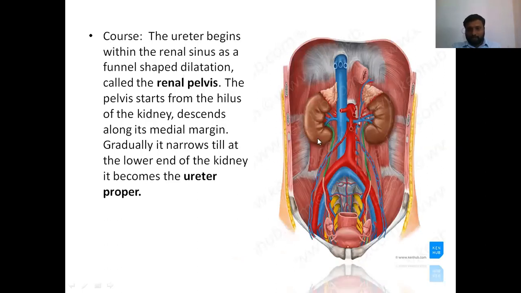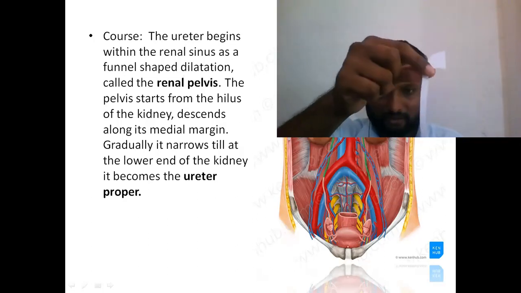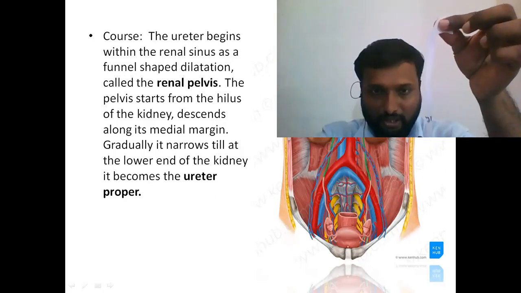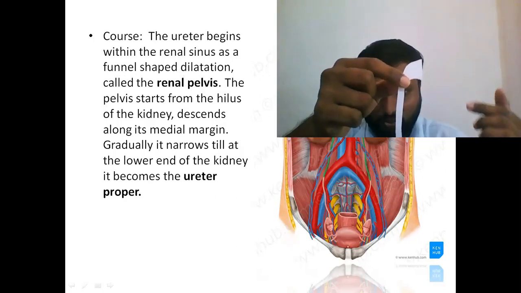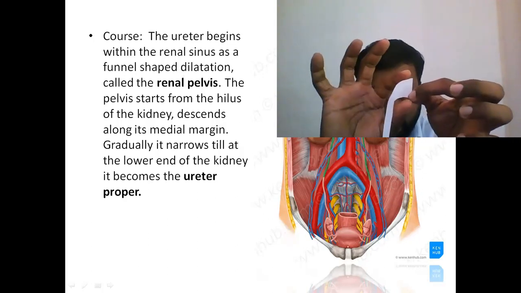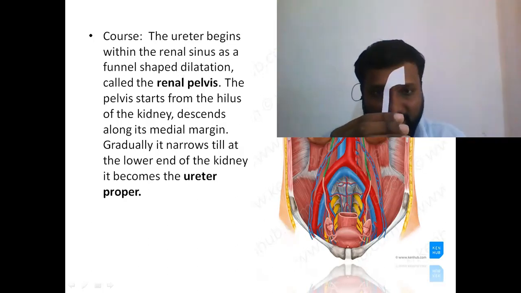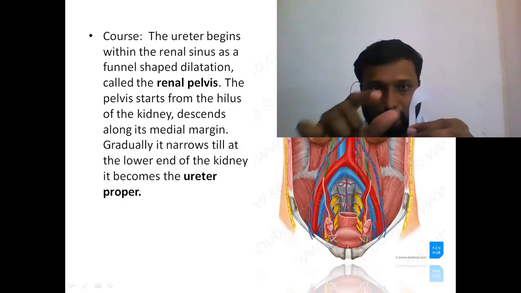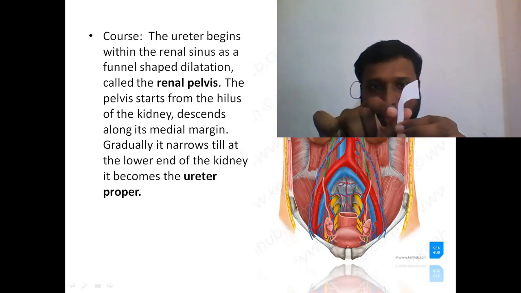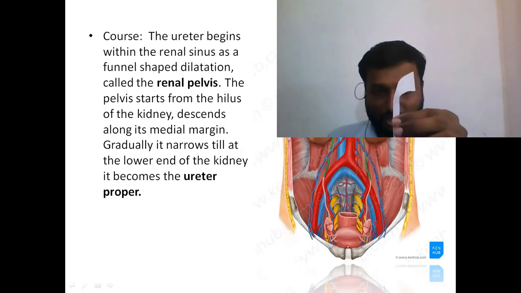See, the beginning portion of the ureter is known as the renal pelvis. So what is meant by renal pelvis? We'll see that first. See this paper model. Imagine this is the paper model of the ureter, my left side ureter. This beginning portion, or funnel shaped part of the ureter, up to this level, is known as the renal pelvis.